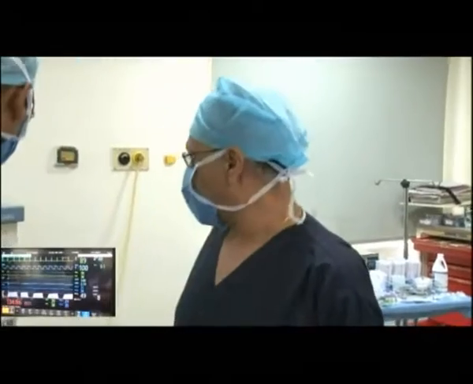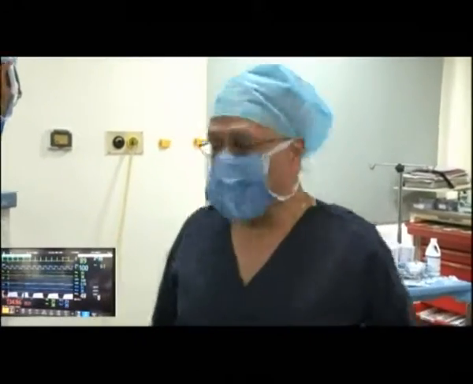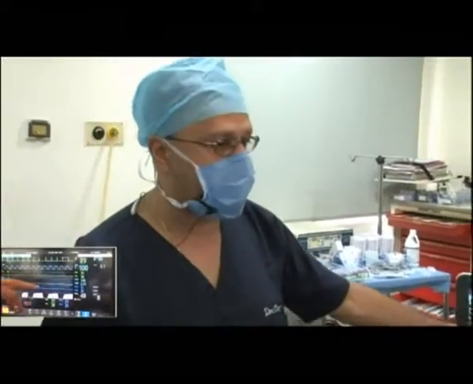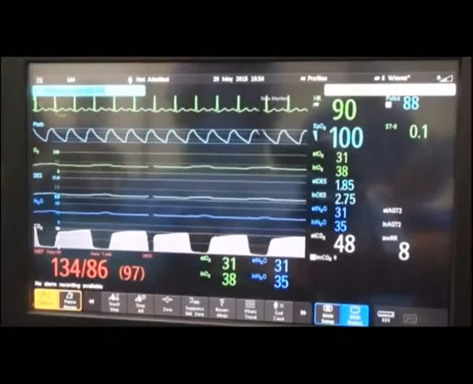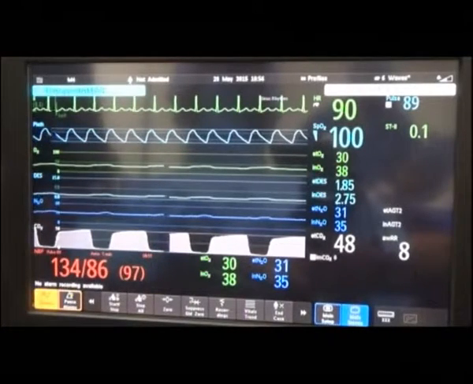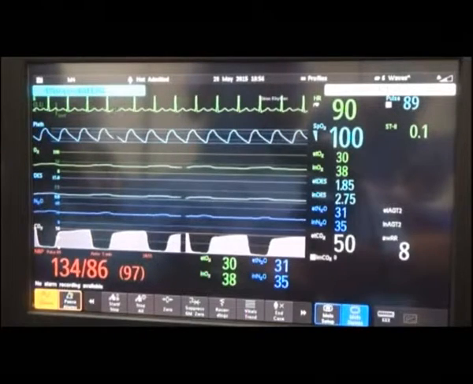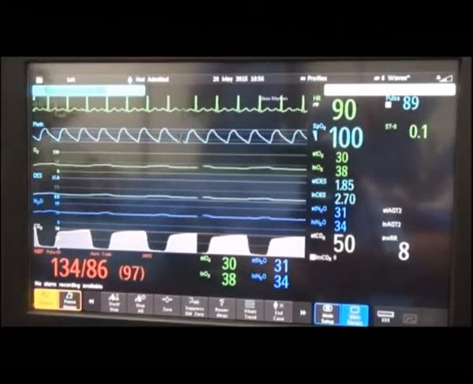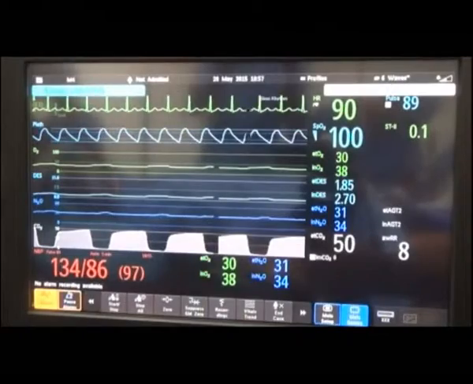Yeah, increase the rate. So as you notice, the end-tidal CO2 has gone up a little bit. It's about 48, so we are going to increase the rate to 10 from 8. So basically the aim is to maintain the end-tidal CO2 around 40.